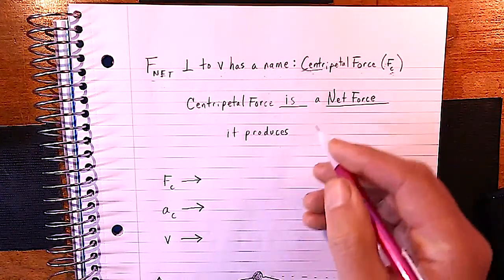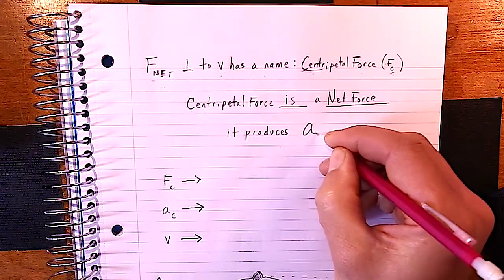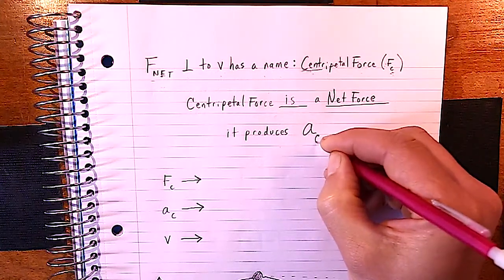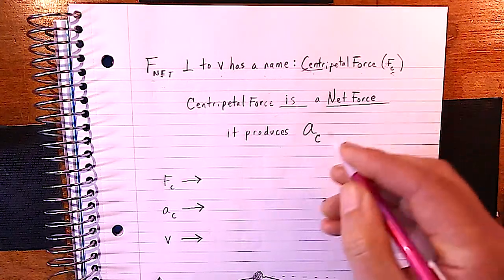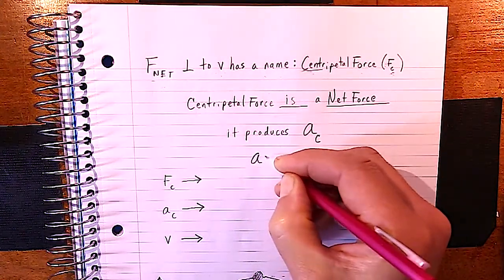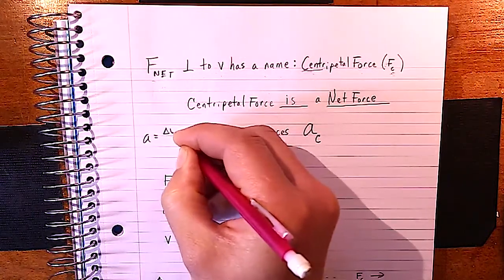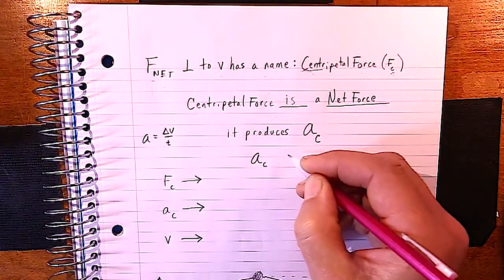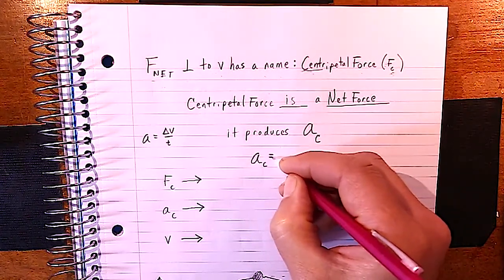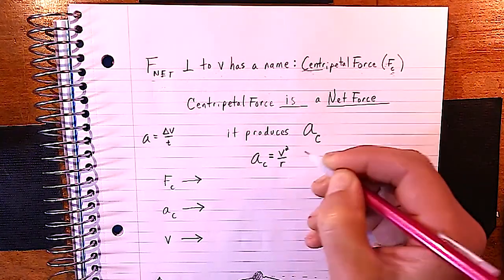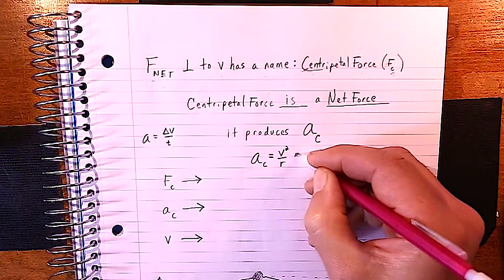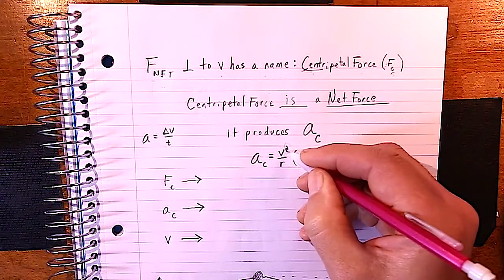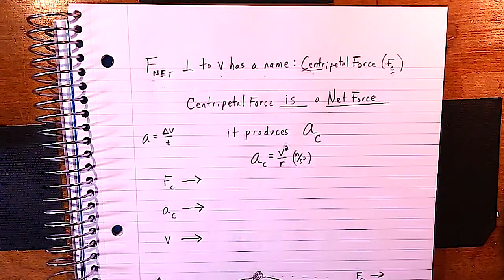And what does it produce? It produces acceleration, but not any old acceleration. We call this a centripetal acceleration. So what is centripetal acceleration? Well, regular acceleration, we said, was change in velocity over time, but there's an additional formula that's specific, and this specific formula is a_C equals v squared over r. And the units, if you derive them, still come out to meters per second squared. That's meters per second squared, all of that divided by meters gives you meters per second squared.